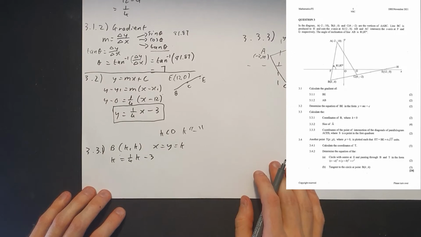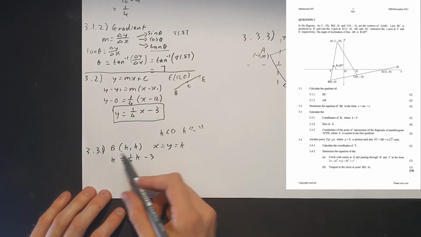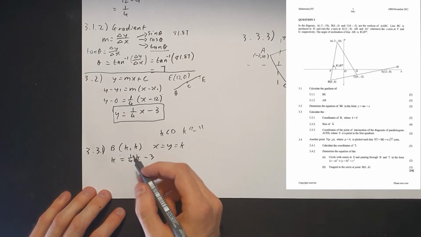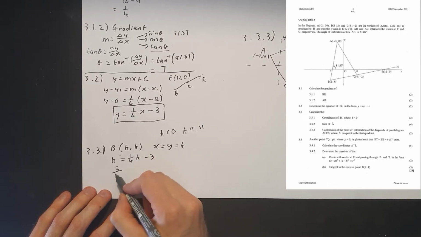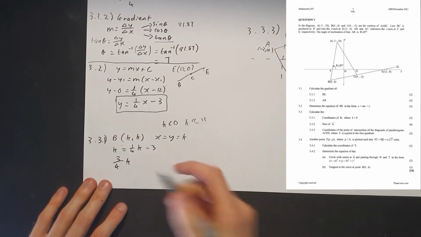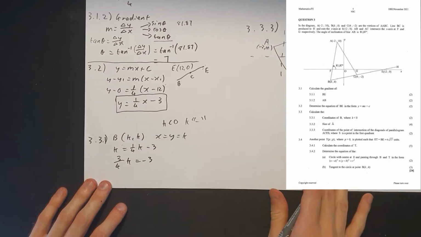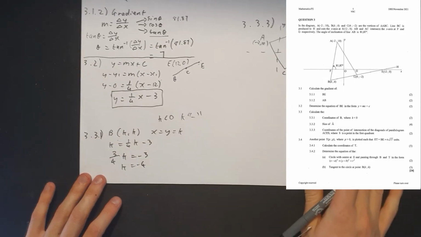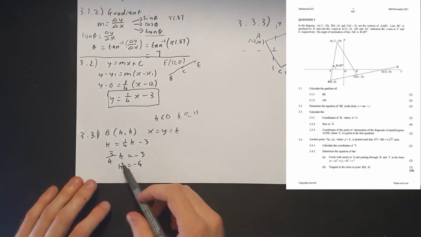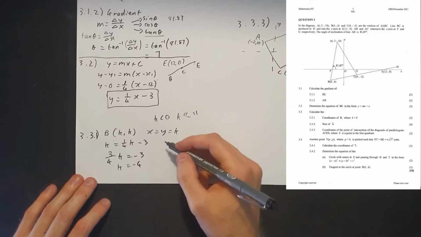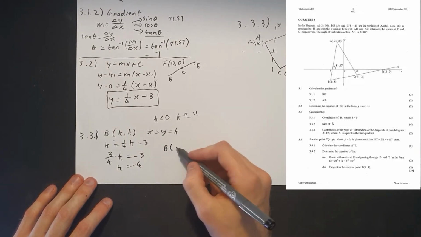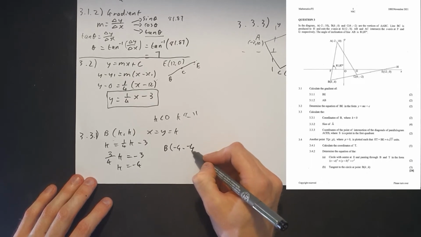Now if you go and sort that out, we're going to take the 1/4 across, so it becomes 1 minus 1/4, which is equivalent to 3/4k equals -3, and if you solve that, you're going to get k equals -4. So because k equals -4, don't forget to write the coordinate for B, because that's what they want. So B is then going to be -4 and -4.